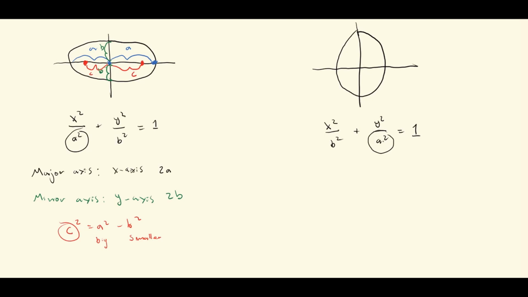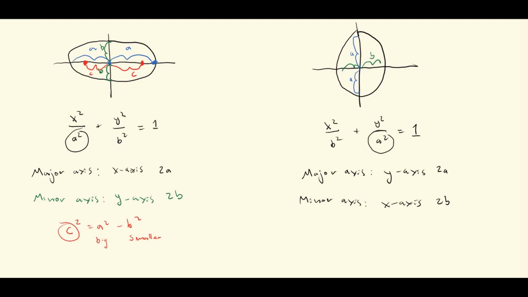So this ellipse has a squared below the y term. So its major axis is going to be the y-axis, and once again, it's going to have a length of 2a. So this distance here is going to be a. This distance here is also going to be a. The length of the minor axis is going to be 2b, and in this case, this is going to be the x-axis. So this is going to be a distance of b.